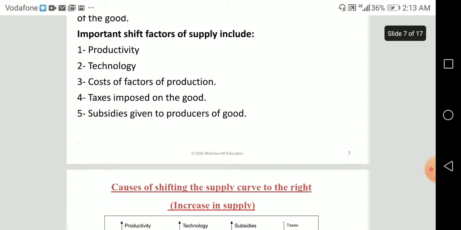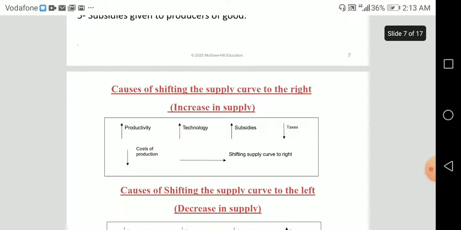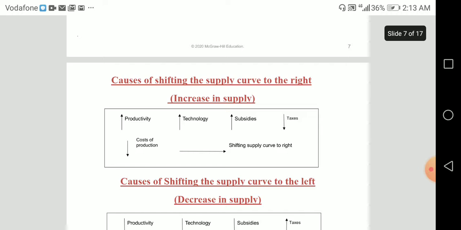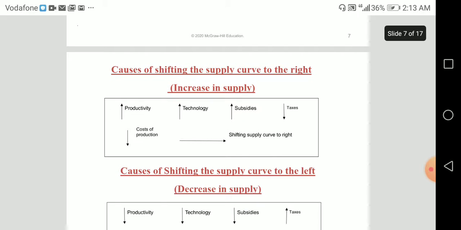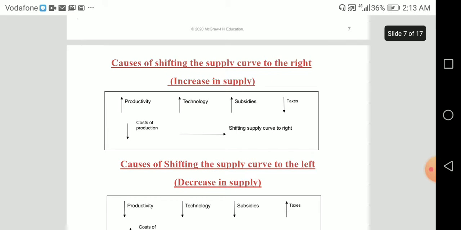When we talk about the causes that shift the supply curve to the right, it means an increase in the supply. When I go to the right, I increase the supply. Go to the right, where? On the curve, guys, on the graph. So when I have very high productivity, this will increase the supply, of course. Technology, if you have more and more technology in producing your product or any goods you are dealing with, I'm having an increase in the supply.